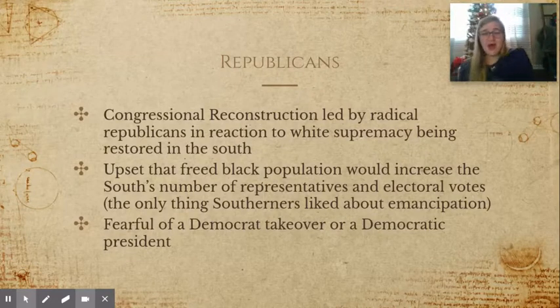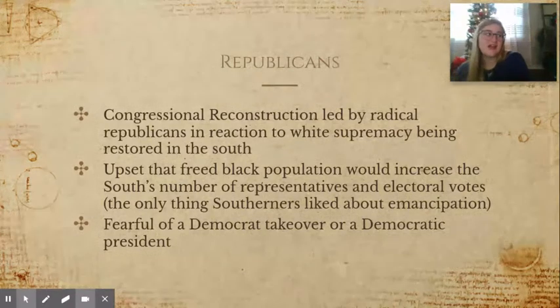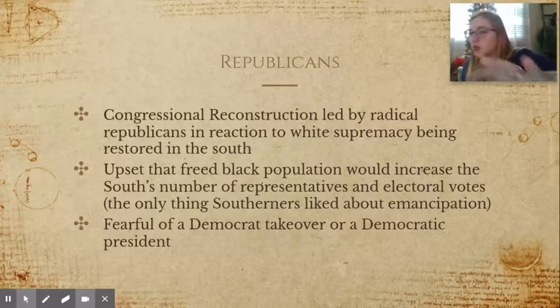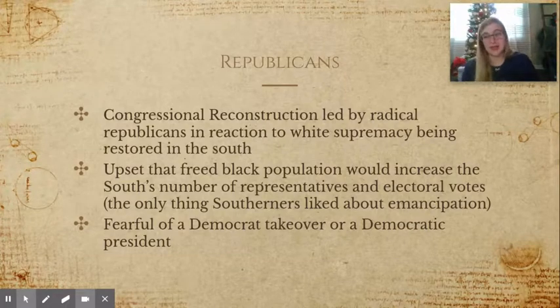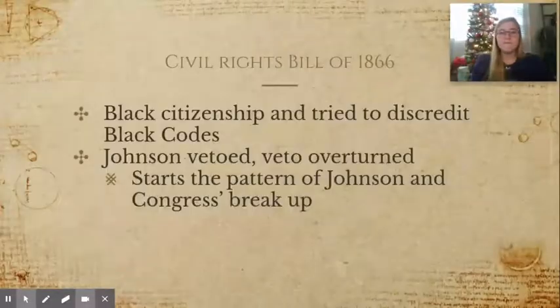And so what they do next is kind of wage this all-out congressional war against Southern Democrats and Northern Democrats, and that's kind of the party that is anti-Reconstruction.